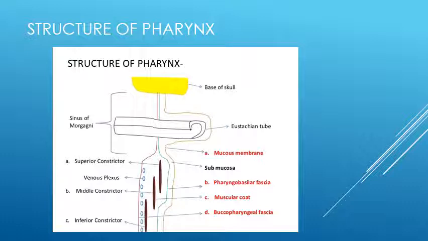So now we come to the blood supply of the pharynx. The pharynx is chiefly supplied by the ascending pharyngeal branch of the external carotid artery. Then it is also supplied by the ascending palatine and tonsillar branches of the facial artery, the dorsal lingual branch of the lingual artery, and then the greater palatine, pharyngeal, and pterygopalatine branches of the maxillary artery. But the main blood supply is through the external carotid artery, that is the pharyngeal branch.